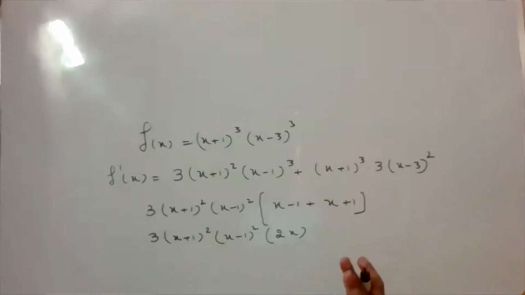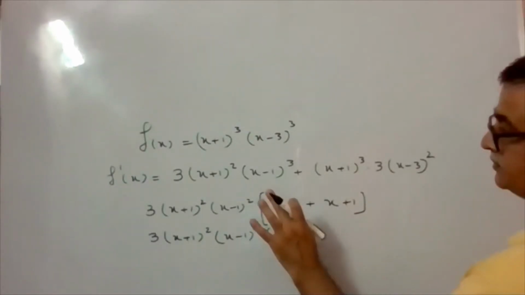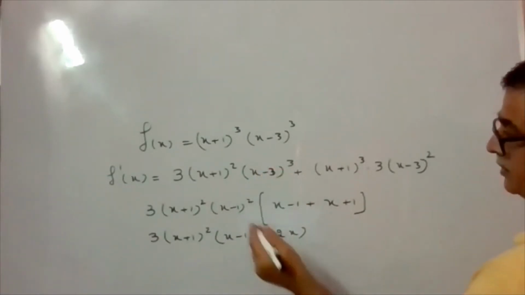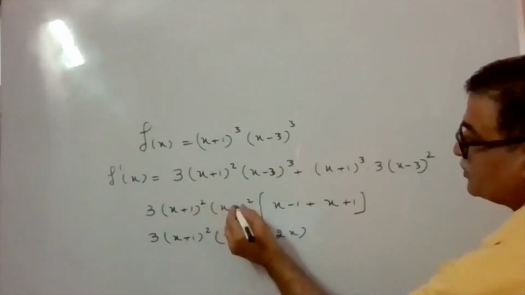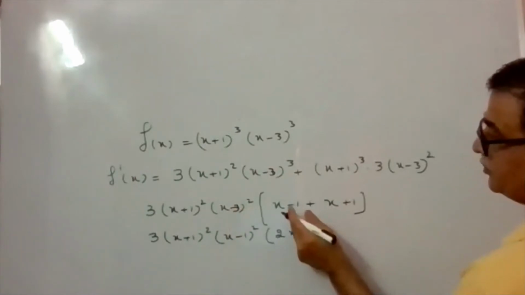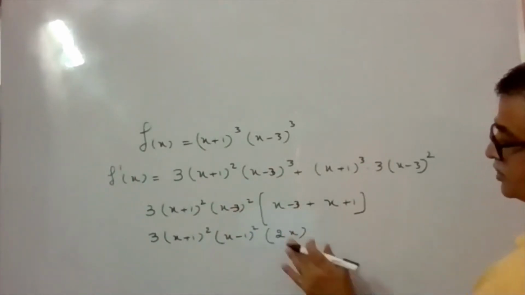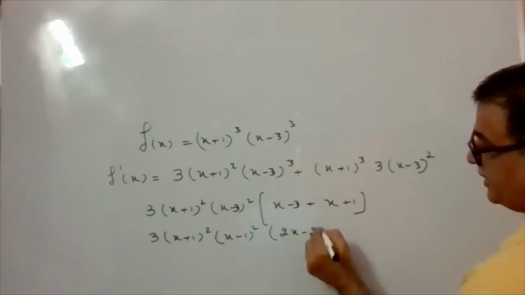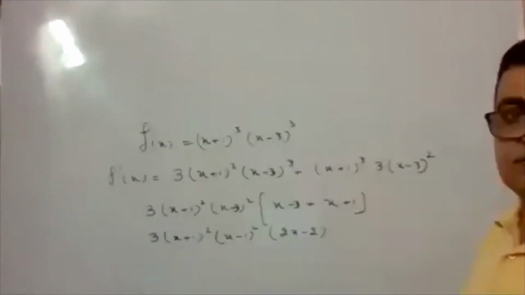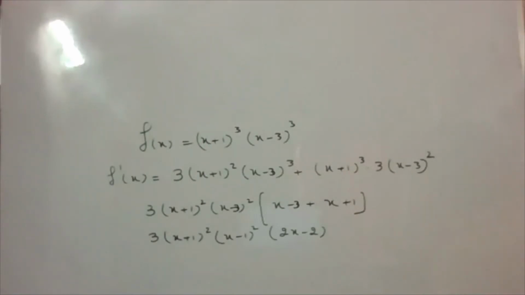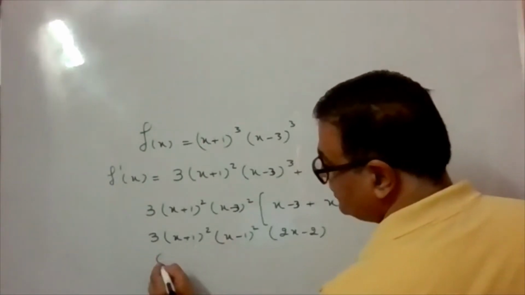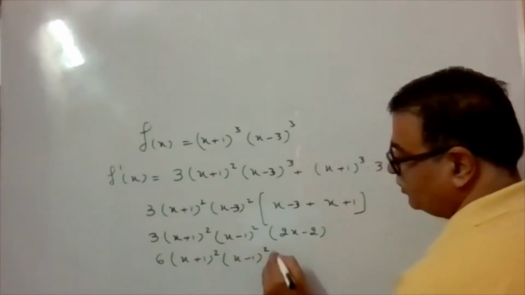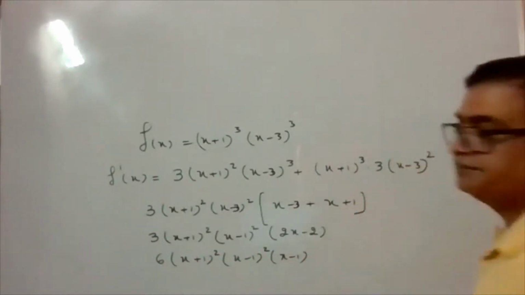Sorry, something wrong we are doing here. This was (x plus 1) whole cube, (x minus 3) whole square. So it will be (x plus 1) whole square, (x minus 3), and this will be (x minus 3). So what will it come now? 2x minus 2. Is it clear? And then 2 can also be taken common. So left is 6, (x plus 1) whole square, (x minus 3) whole square, (x minus 1).